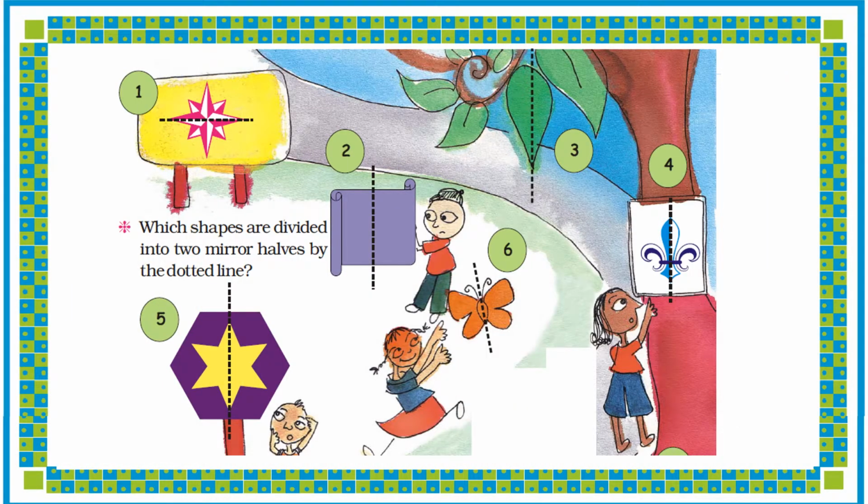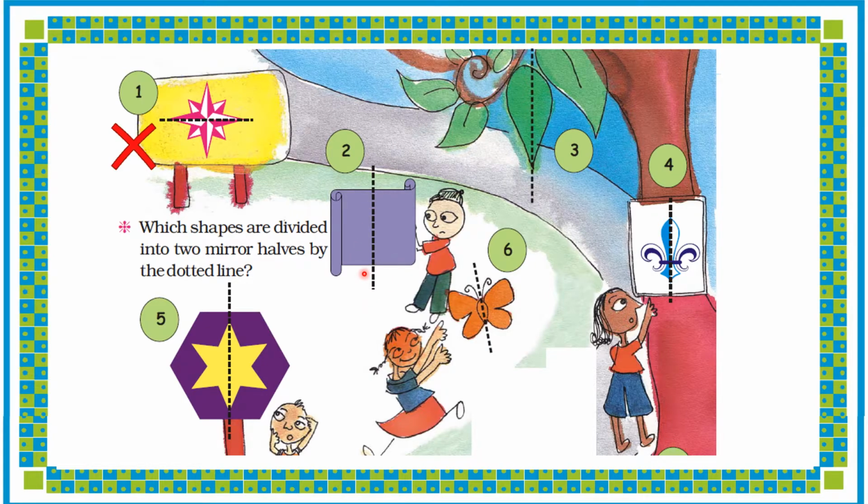Which shapes are divided into two mirror halves by the dotted line? Let us look at these one by one. In the first one, here we see that the dotted line divides the shape into two parts. These parts are equal in shape, but they are different in color. Like here you can see a pink design, but on the opposite side there is a white design. So this shape is not symmetric.